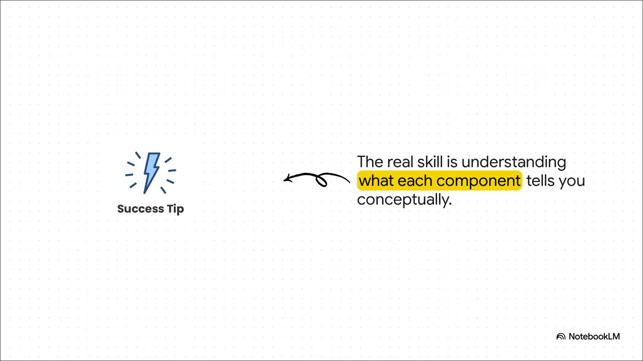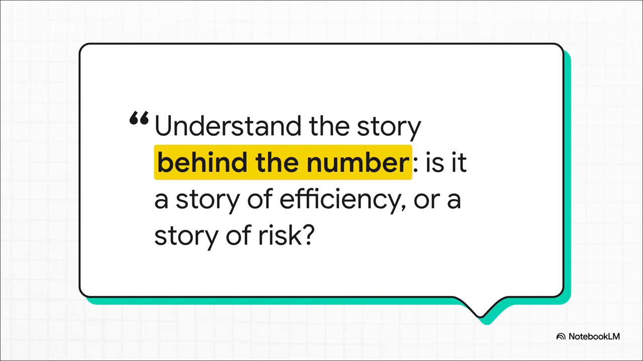Whether you're studying for a test or you're analyzing a stock for yourself, it's not just about crunching the numbers. The real skill is understanding what each of these components is telling you about the company's strategy and its risk profile. And that's the true gift of the DuPont model. It takes a single flat number, return on equity, and turns it into a dynamic story. A story about how a company makes its money, how efficiently it operates, and how much risk it's willing to take to get there.